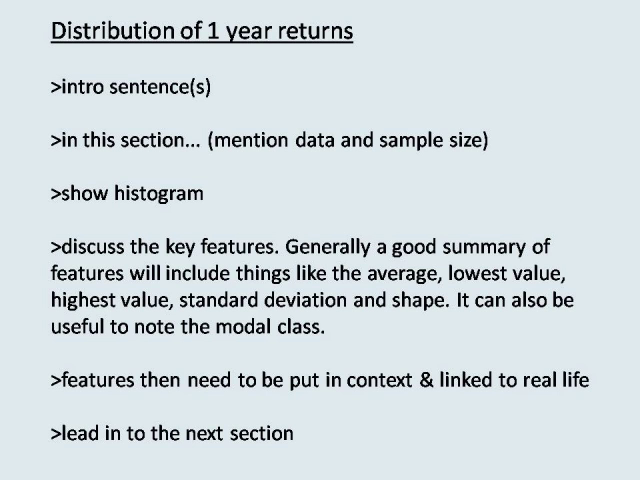You then need to include a histogram to visually show the distribution of returns. Below you would discuss the key features. Generally a good summary of features will include things like the average, lowest value, highest value, standard deviation and shape. It is also useful to note the modal class. Make sure that you do not just list these figures, but rather you need to tell the story of what is being seen, and so the measures you calculated should be used within sentences.